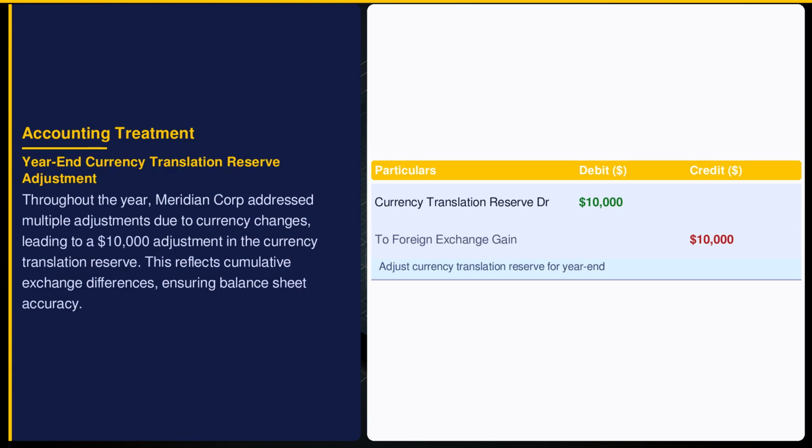Adjusting the currency translation reserve at year-end captures cumulative foreign exchange differences as per IAS 21. For Meridian Corporation, a $10,000 adjustment reconciles the reserve with actual currency movements, ensuring comprehensive and precise financial reporting.